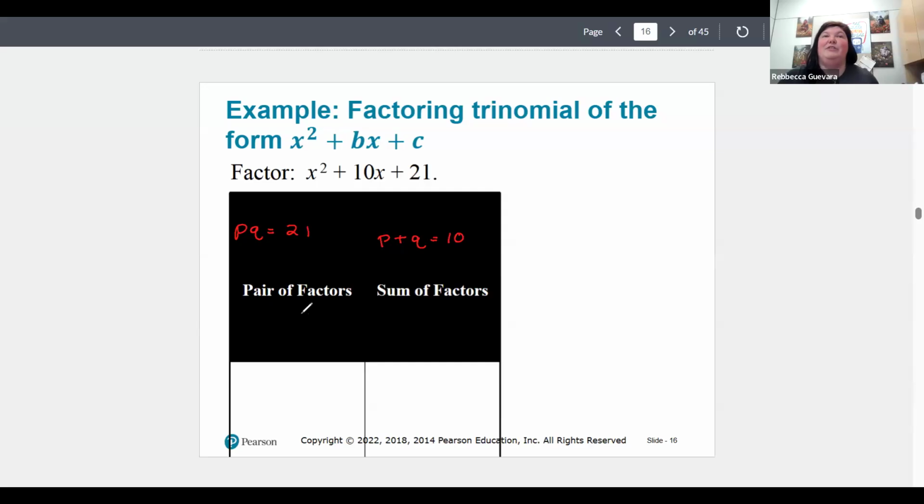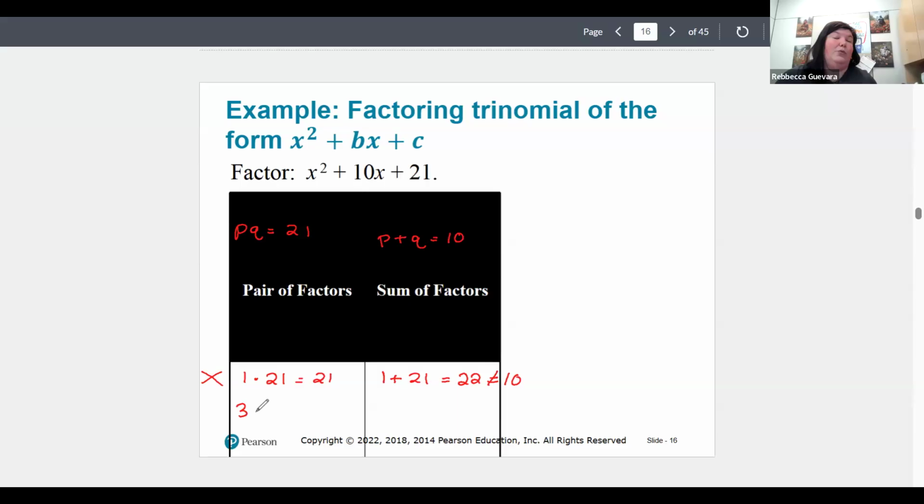So we need pairs of factors. For 21, my choices are pretty much 1 times 21, which multiplies to give me 21. If I add those, 1 plus 21, that's going to be 22, so that is definitely not a 10. So this one does not work.